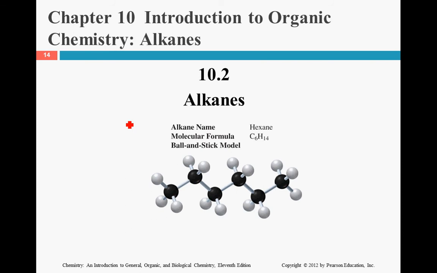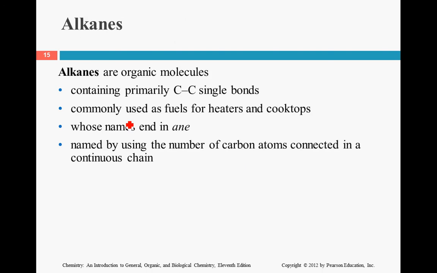We are going to continue with Chapter 10, and now we're moving on to alkanes. Alkanes are a specific section of organic compounds. They still contain primarily carbon and hydrogen. They could also possibly contain nitrogen, oxygen, sulfur, or the halogens. So those rules still apply. What's setting alkanes apart from one another is the fact that they are primarily single bonds. This just means carbon-carbon single bonds.